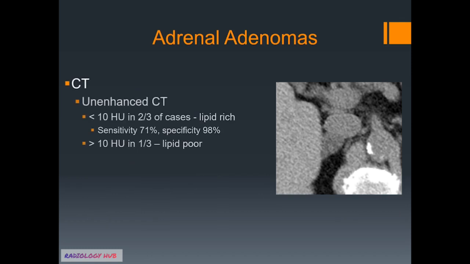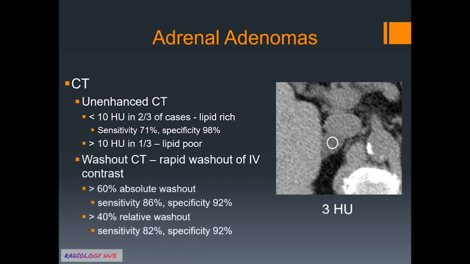So on non-contrast CT, adenomas will measure less than 10 Hounsfield units in about 2/3 of cases, and these are so-called lipid-rich adenomas. This is, of course, because the presence of fat lowers the attenuation of the nodule such that it's less than 10. However, in 1/3 of cases, the attenuation is greater than 10 Hounsfield units, and these are so-called lipid-poor adenomas. This is an example. We would place our ROI, we get 3 Hounsfield units, and we can be confident that this is a lipid-rich adenoma.